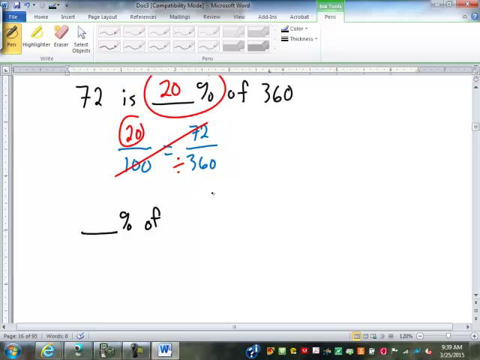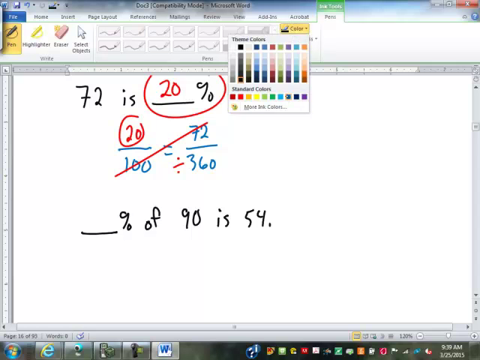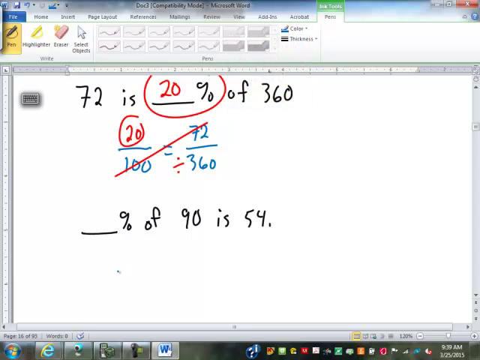Let's say blank percent of 90 is 54. How do we set this one up? Blank out of 100 again. We're missing the percent. So does 90 go on top or bottom? 54 is on top, 90 on bottom. Perfect. Cross multiply and divide, we get 60. It's 60%.